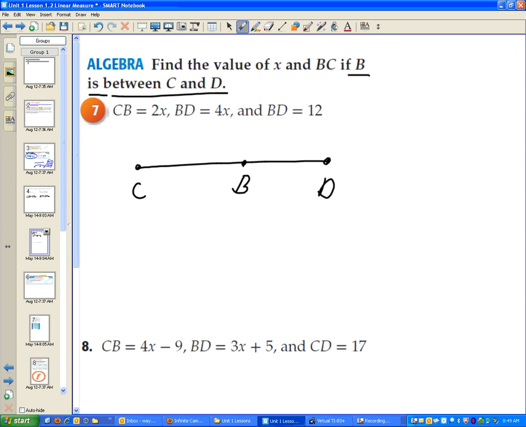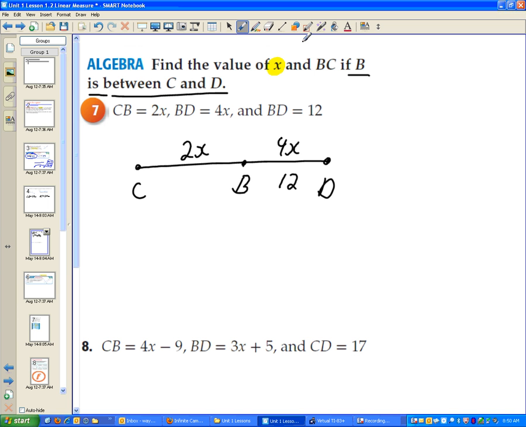Now let's label the information that they give us. The length of CB equals 2x, so I'll label that. The length of BD equals 4x, so I'll label that. And the length of BD equals 12. I'm going to label that same segment as 12. So our first task is to find the value of x.